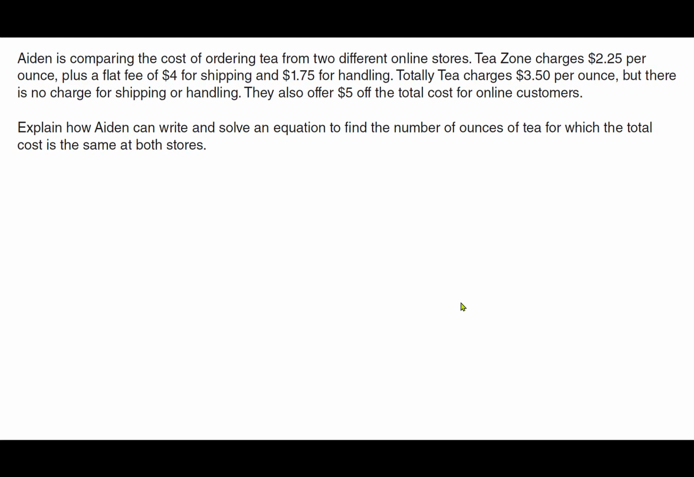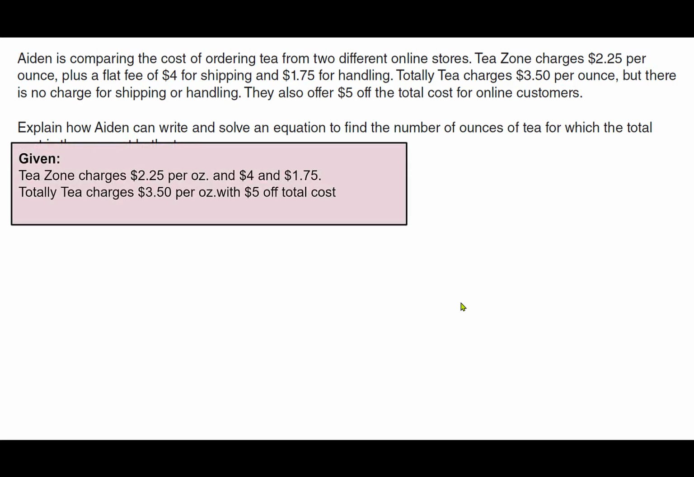So here again, we're comparing the two to see what is the best deal. So I see what's given up there, what T-Zone is going to charge, and then what Total Tea is, and I've kind of broken it down there for you. Notice that the $5 is off this time. It is not being added to the $3.50. It is something taken off my total bill.